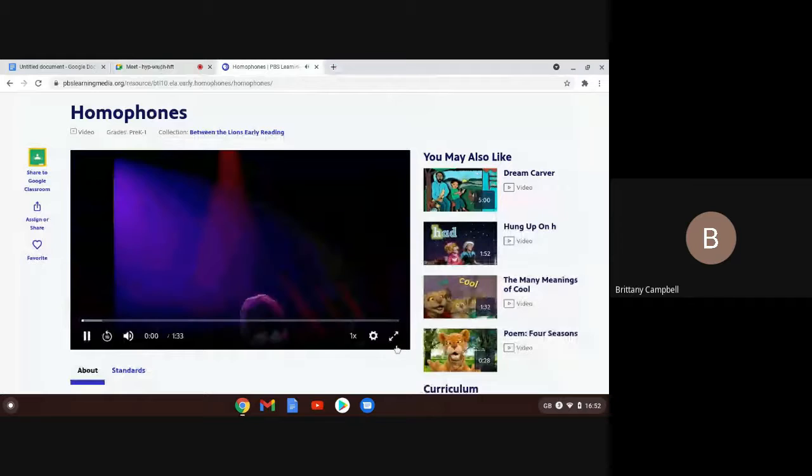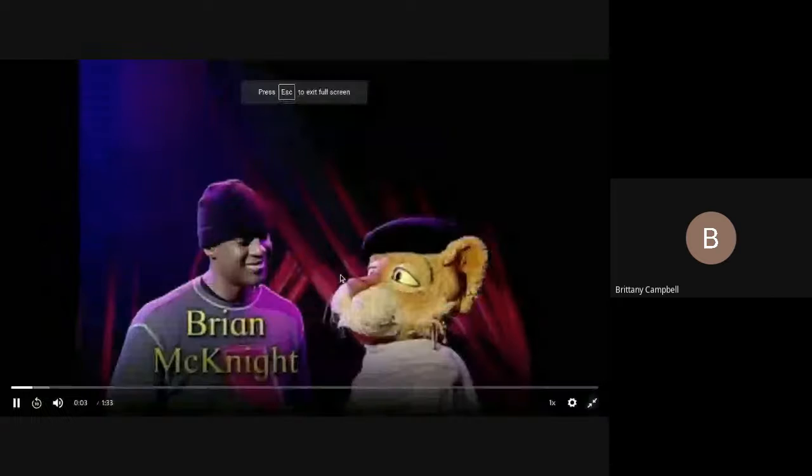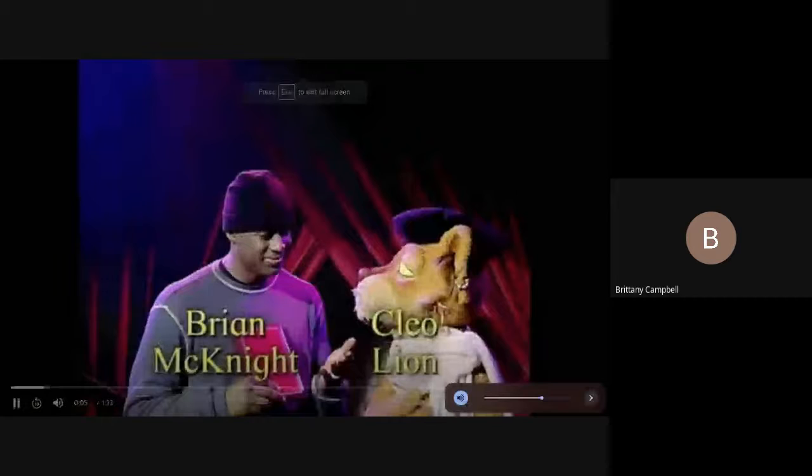And now singer-songwriter and recording artist Mr. Brian McKnight and the incomparable Miss Cleo Lyon with a song about a very unusual age group.